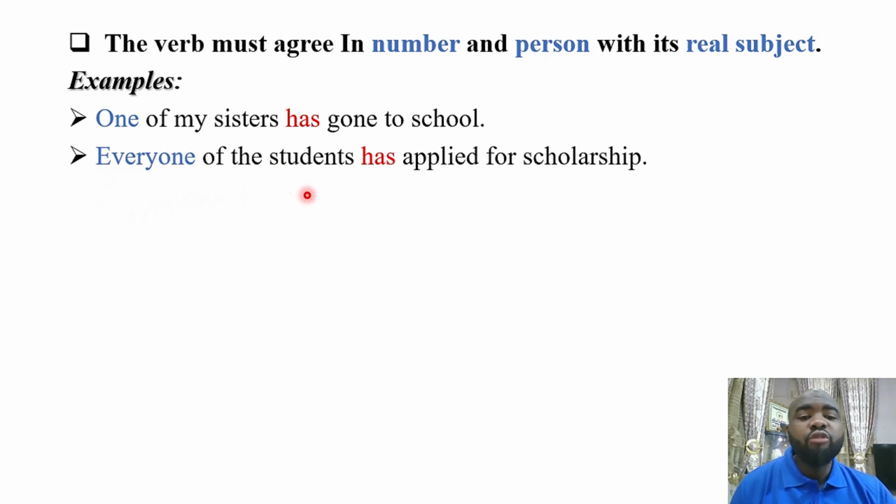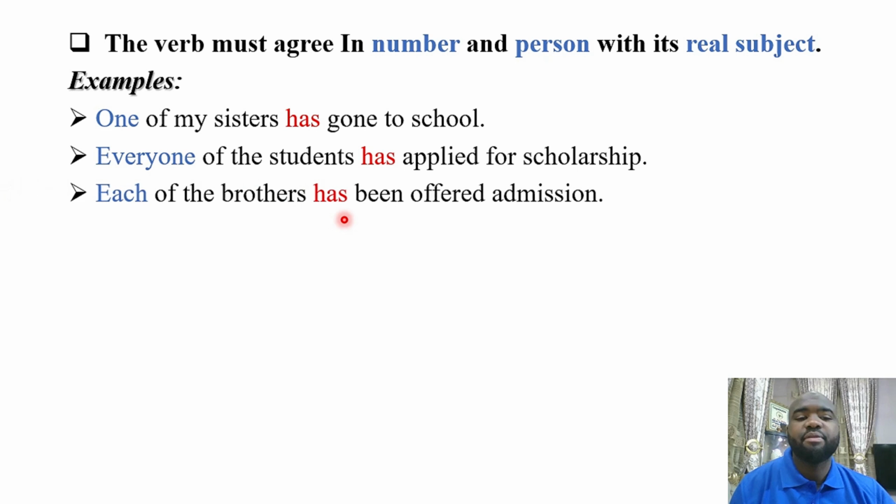Every one of the students has applied for scholarship. So here everyone is referring to individual students separately. So each student has applied for scholarship. You see? Another example for each. Each of the brothers has been offered admission. All right? Not the brothers, but individual brothers. The real subject is individual.